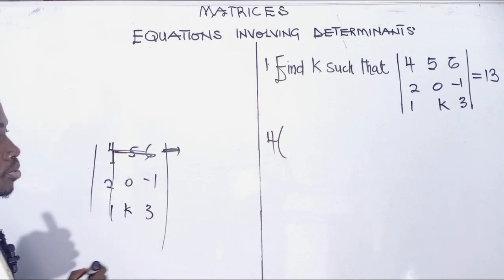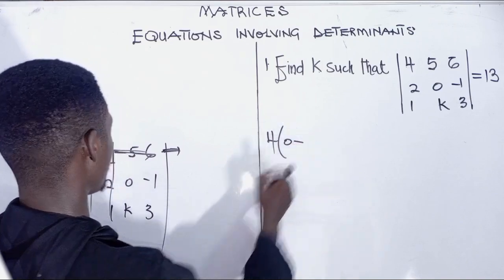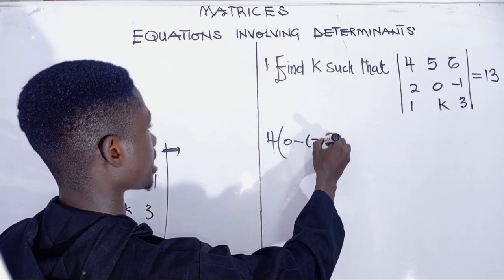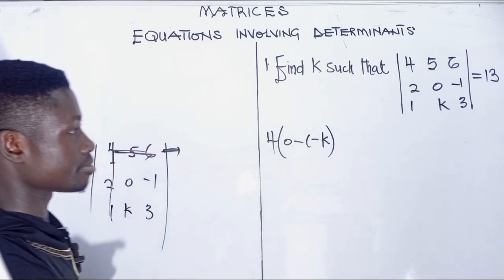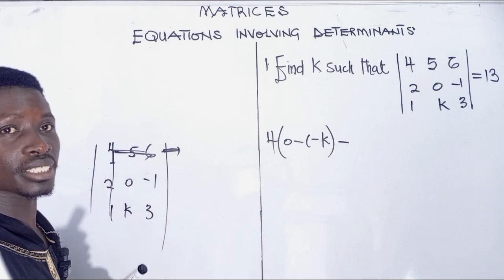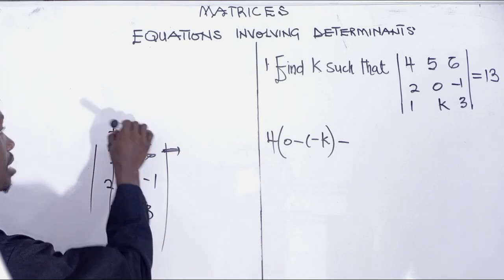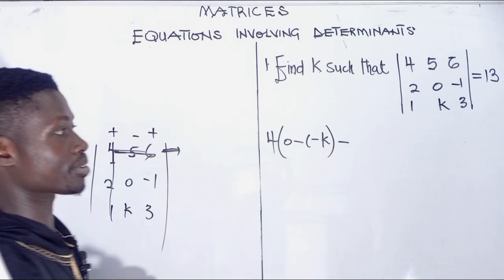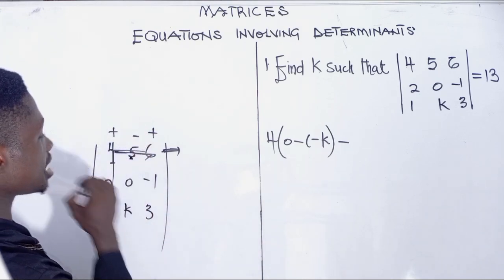3 times 0 will give us 0. We have minus k times minus 1 will give us minus k. Then move on to the next one. Because we are talking about cofactor, the sign will be negative, because we have plus, minus, plus. We have learned how to find the determinant of a 3 by 3 matrix. Then move on to the next entry, which is 5.